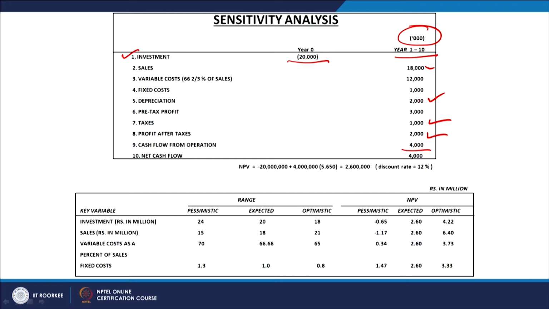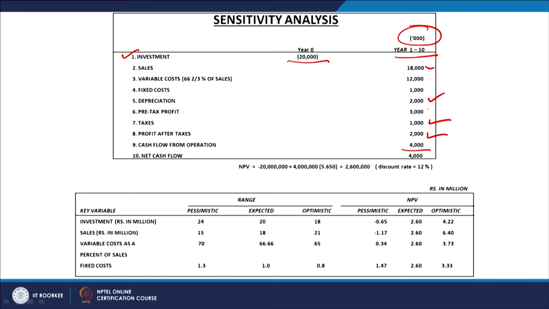say your sales are 1 crore 80 lakhs, your variable cost is 1 crore 20 lakhs, then your fixed cost is say 1 million, your depreciation is 2 million. Sales minus variable cost is how much? 18 minus 12 is 6, and from this 6 we are going to subtract further the fixed cost of 1 million and then the depreciation of 2 million.